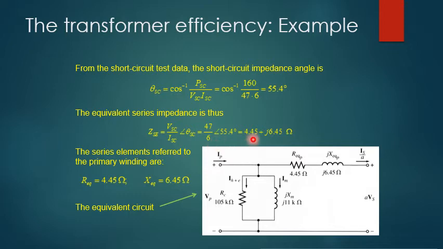And from here we deduce that the R equivalent has a value of 4.45 ohms, while X equivalent has a value of 6.45 ohms.